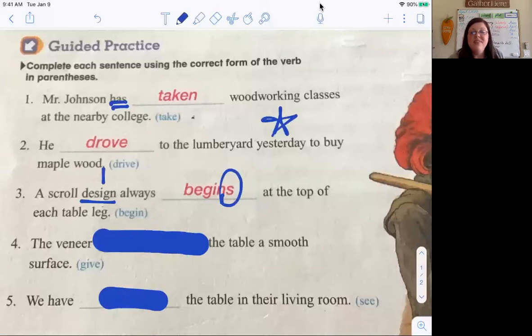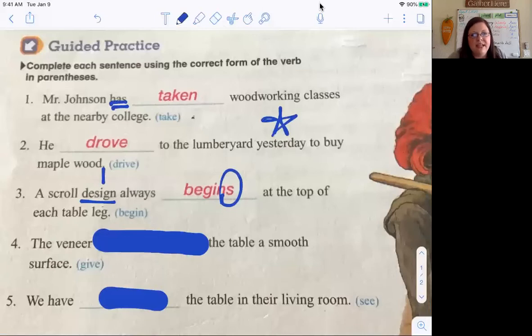Number 4, the veneer blank the table a smooth surface. Do you know what veneer is? Veneer is kind of like a liquid sealer or a liquid polish that some people put on wood to make it all shiny and slick and smooth. Veneer. The veneer blanked the table a smooth surface. The word that we're going to be using for our action verb for this sentence is give.